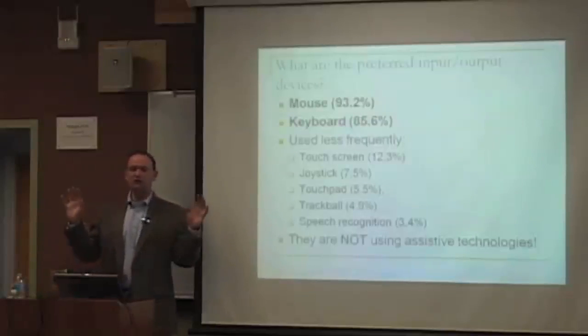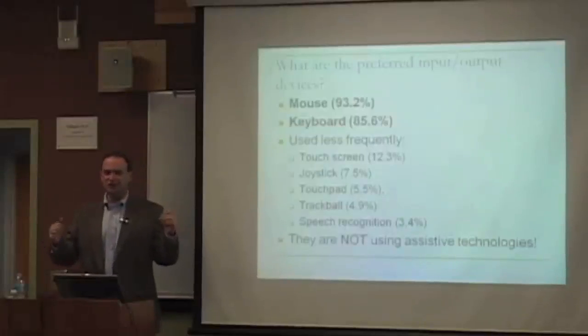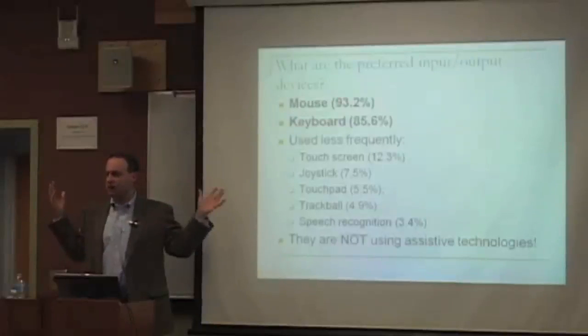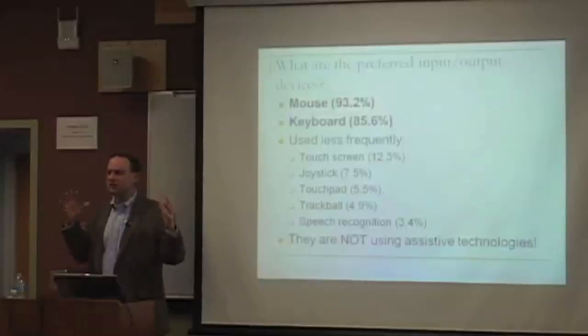Input-output, mouse, keyboard were most common. There's this stereotype that when you talk about people with disabilities, if you have a disability, you use assistive technology, right? You use a different input device or a different output device. And that's the way we tend to think of these things. But yet, we found very little usage of anything other than keyboard and mouse by our young children and young adults with Down syndrome. They're not using assistive technologies. And so that's different than the model.